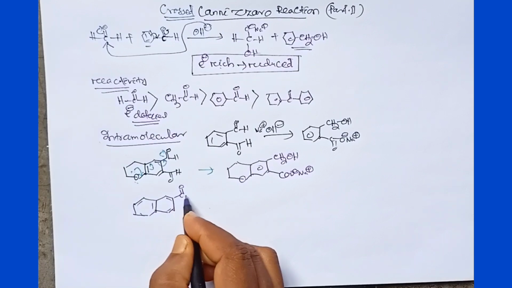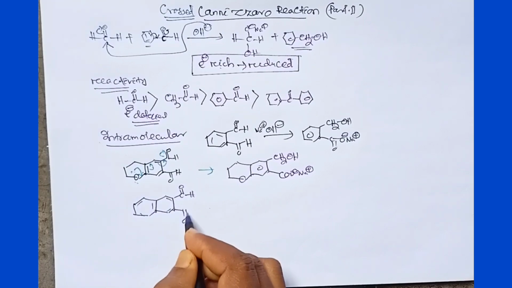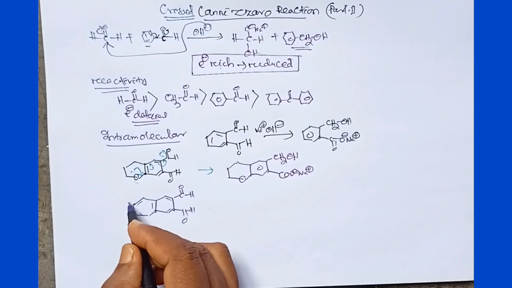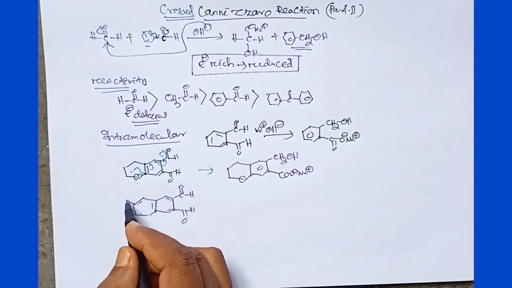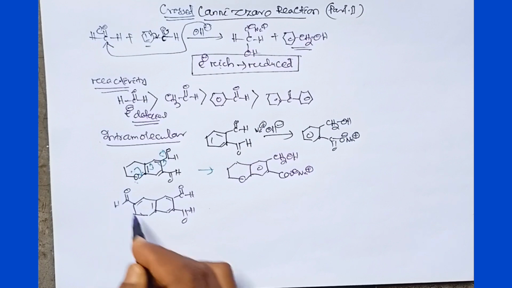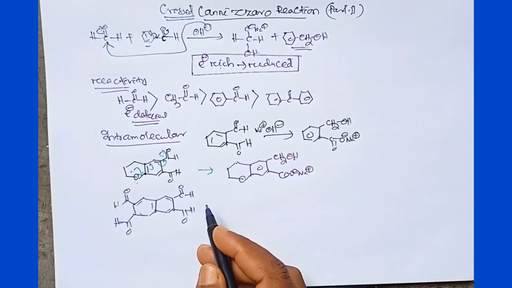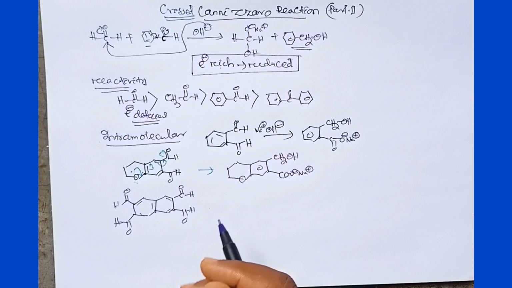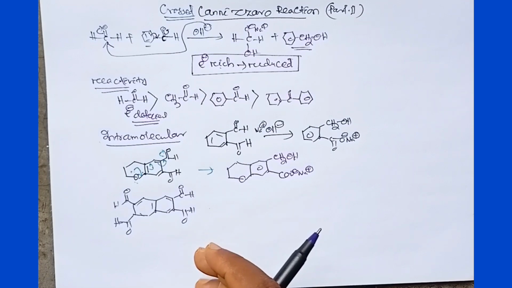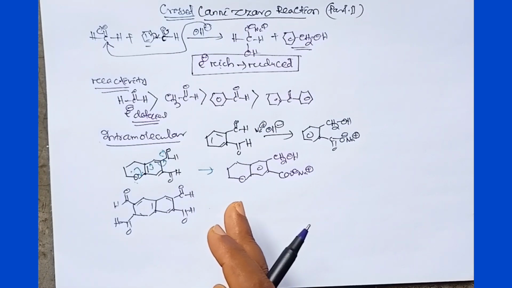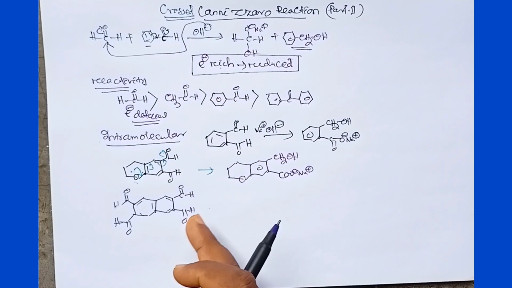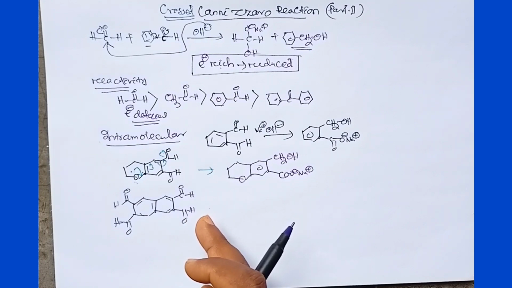Now here one aldehyde group is there, here one aldehyde group is there, and here one aldehyde group is there, here one aldehyde group is there. Okay, now what will happen? Obviously, if you see very minutely the mechanism of the Cannizzaro reaction, once the hydroxyl ion attacks the electron deficient center, the next step is the hydride shift.